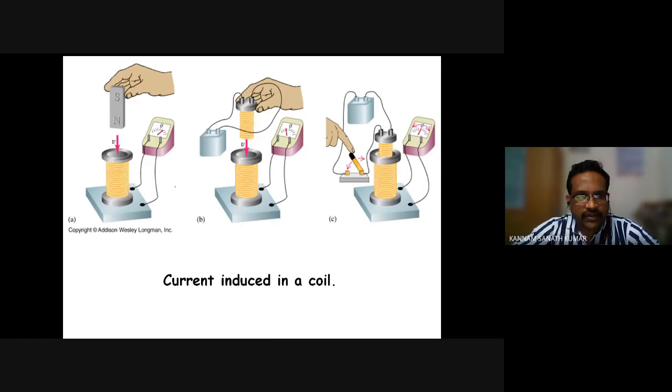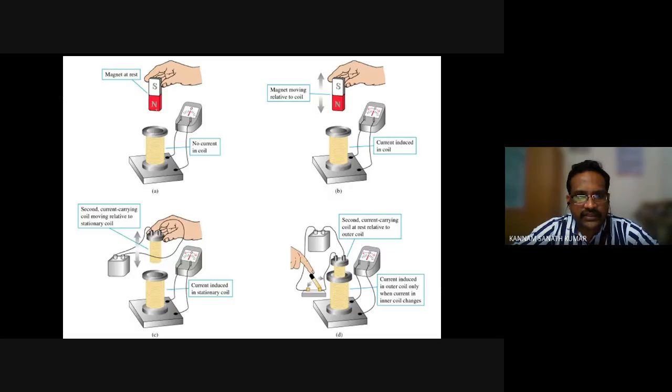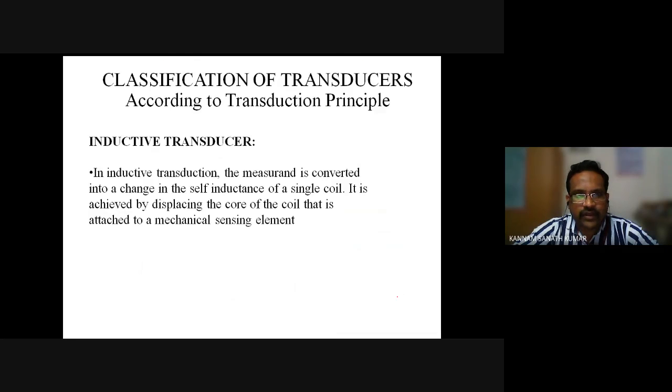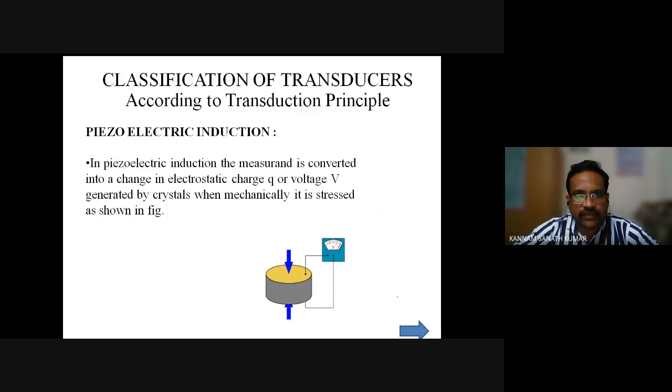See here, these are the currents induced in the coil. For example, when you keep the magnet at rest, there will be no current in the coil. When the magnet is moving, current is induced in the coil. And in the second case, a current carrying coil moves relative to a stationary coil. Here he kept a permanent magnet, here he kept both as coils. With the second current carrying coil at rest, there will be no induced current. So these are based on the induction principle.